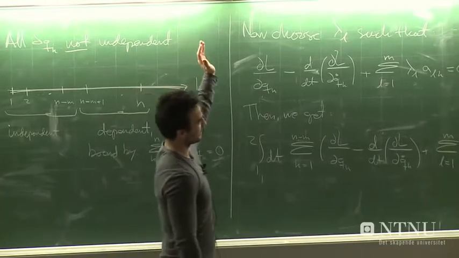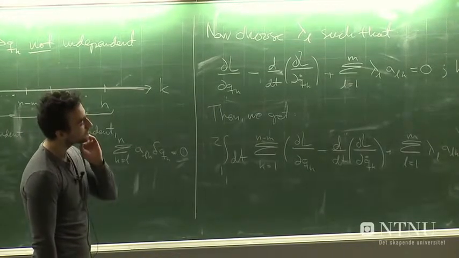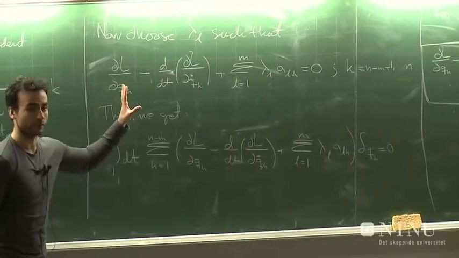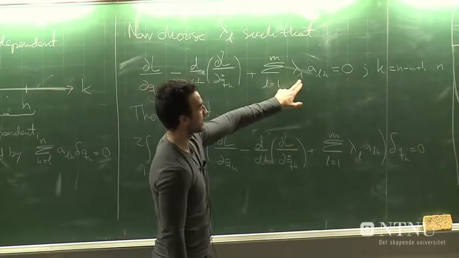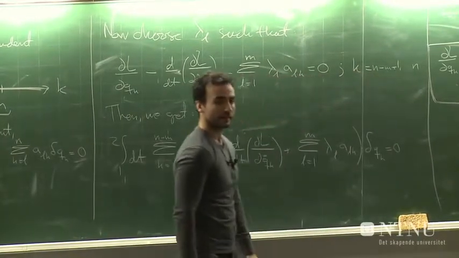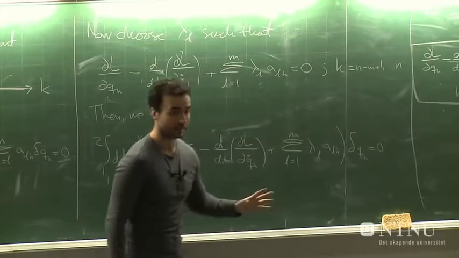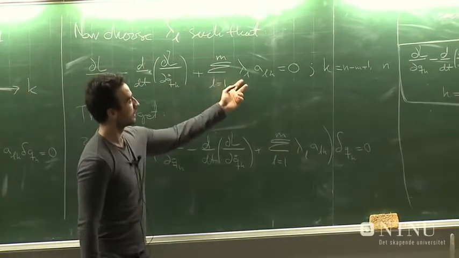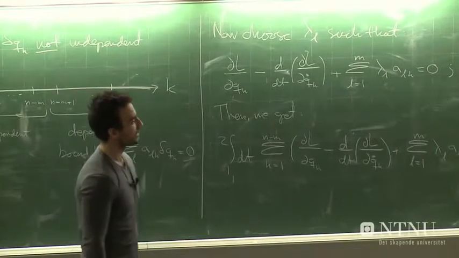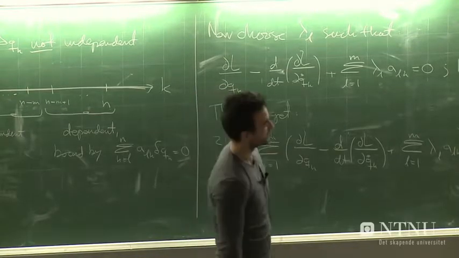The solution is all on this part of the blackboard. If you have a look at this equation, you see that it has exactly the same form, and we have chosen the Lagrange multipliers here so that it is valid for k from n minus m plus 1 up to n. So although these virtual displacements δq_k are only independent up to n minus m, we have chosen λ_l so that this equation is also satisfied for the rest of the dependent coordinates. And therefore, it's valid from k equals 1 all the way up to n, which is what's written here.